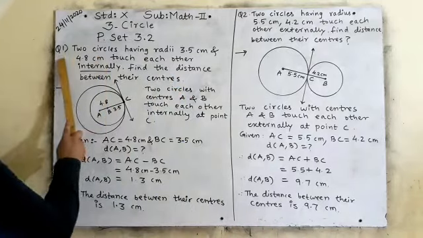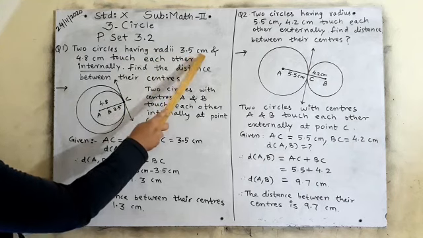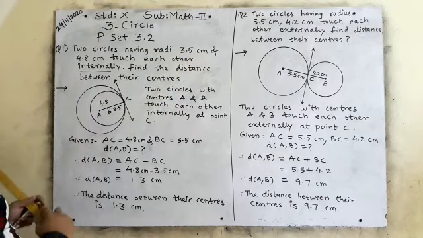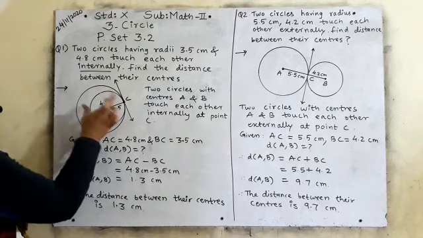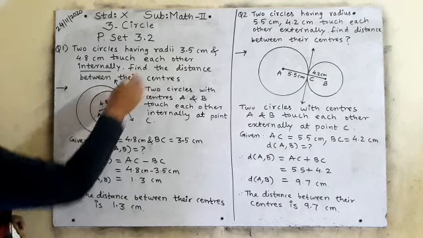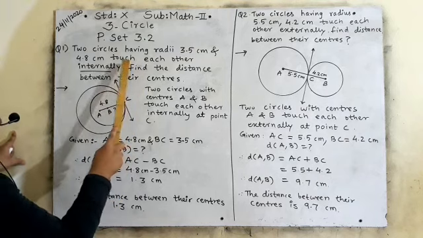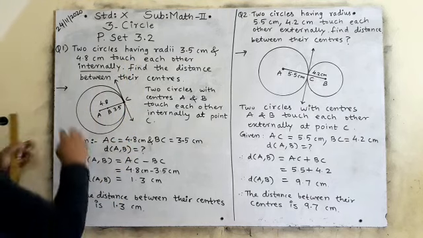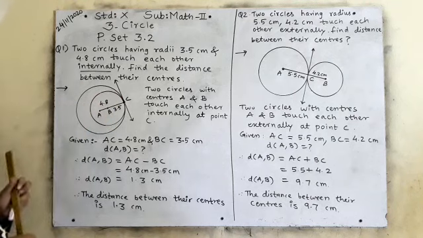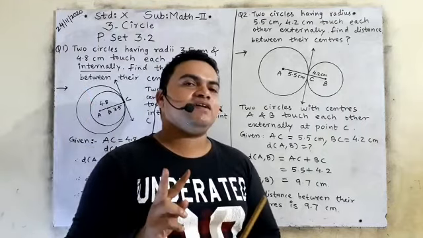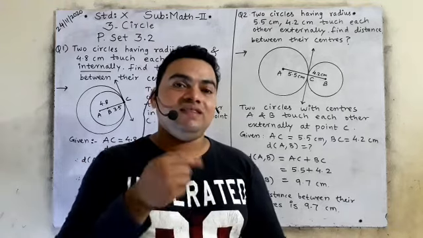Question number 1 of practice set 3.2: two circles having radii 3.5 centimeter and 4.8 centimeter. It means one is the bigger circle and one is the smaller circle. So the radius of the bigger circle is 4.8 and the radius of the smaller circle is 3.5. It is given that they touch each other internally. Just now I explained, if two circles touch each other internally, we have to do the subtraction between their radii.